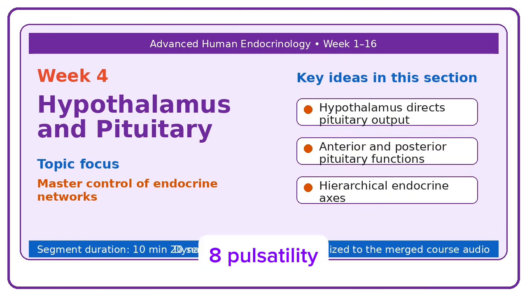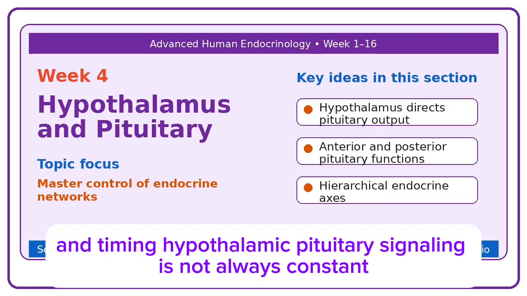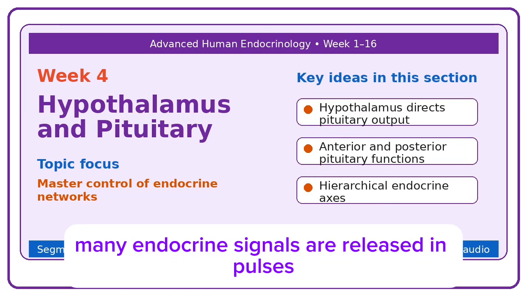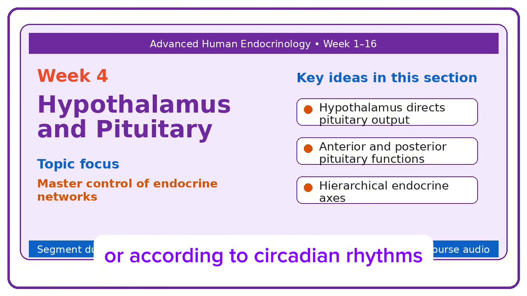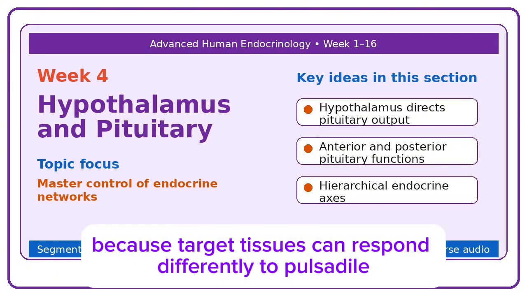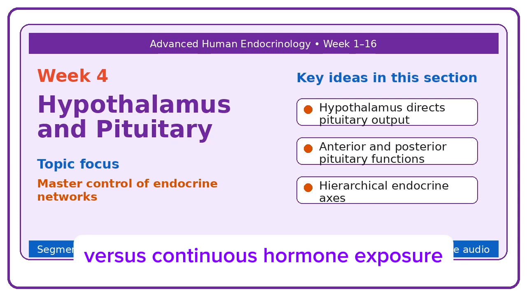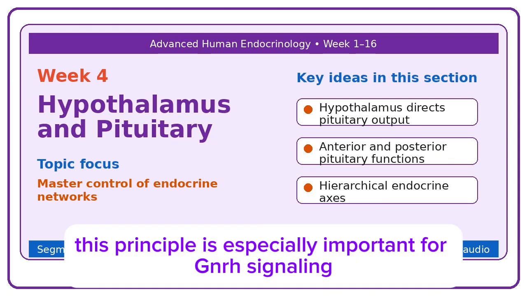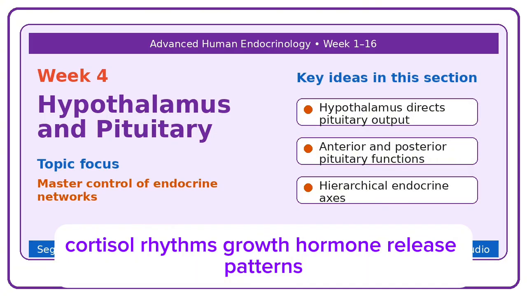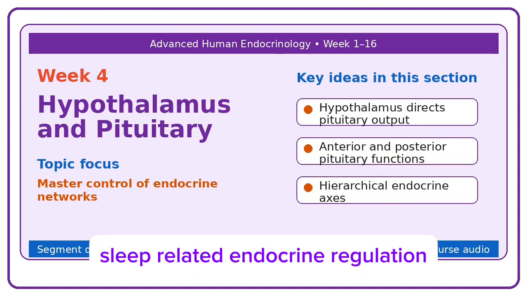8. Pulsatility, rhythm, and timing. Hypothalamic-pituitary signaling is not always constant. Many endocrine signals are released in pulses or according to circadian rhythms. Timing matters because target tissues can respond differently to pulsatile versus continuous hormone exposure. This principle is especially important for GnRH signaling, cortisol rhythms, growth hormone release patterns, and sleep-related endocrine regulation.